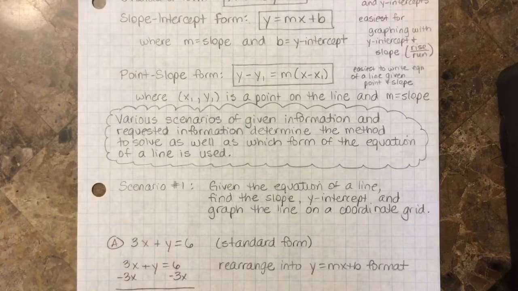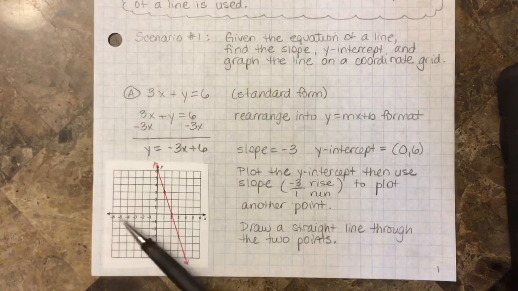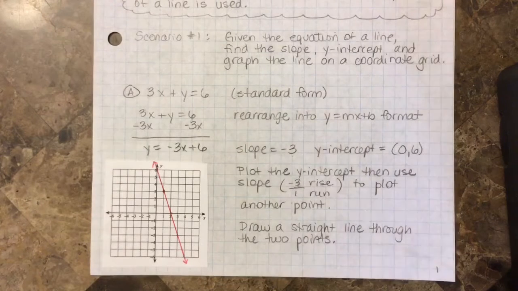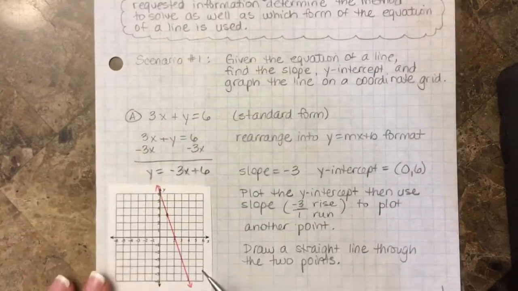The first scenario is they give you the equation of a line, and they want you to find the slope, the y-intercept, and graph the line on a coordinate grid. A coordinate grid, remember, is simply where you have an x number line, which we call the x-axis, that is horizontal, and a y number line, which we call the y-axis, and it's vertical. So how are you going to find the slope and the y-intercept and graph it based on this information? Well, this is the standard form of the equation, and that's what they gave you.